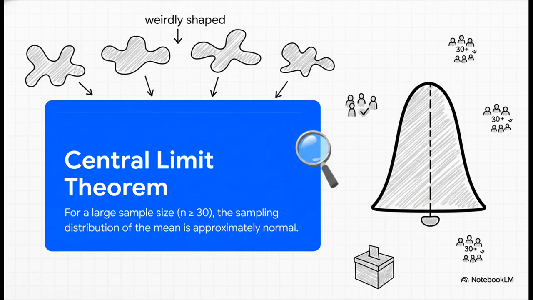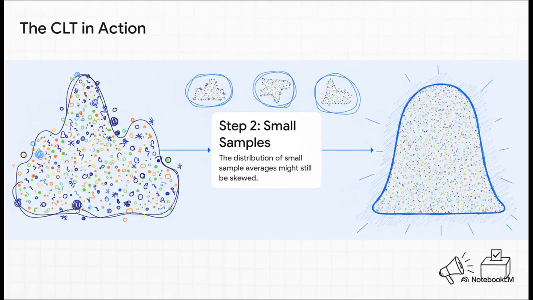It says that if your sample size is big enough, and big enough is usually just 30 or more, then that sampling distribution, our map of all the possible sample averages, will always form a perfect, predictable bell curve. And here's the craziest part. It doesn't matter what the original population looked like. It could be a total mess, and it would still work. Let's actually see this in action.